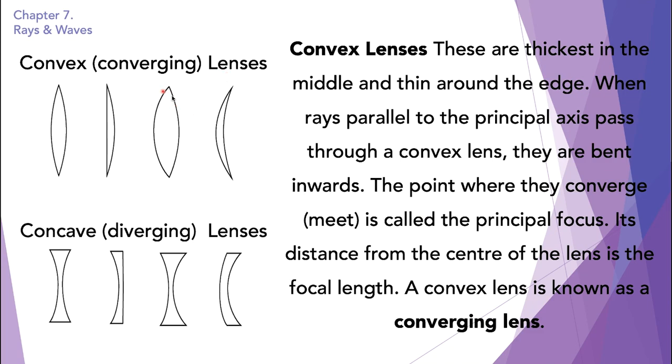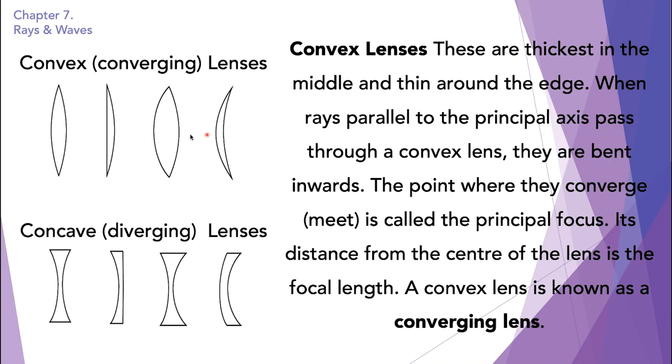So these are the convex lenses. The convex lenses are also known as the converging lenses. Convex lenses are thickest in the middle and thin around the edge, as you can see here. So when the rays parallel to the principal axis pass through a convex lens, the principal axis is a line going through the lens from the center of the lens, and they are at right angles to the lens.